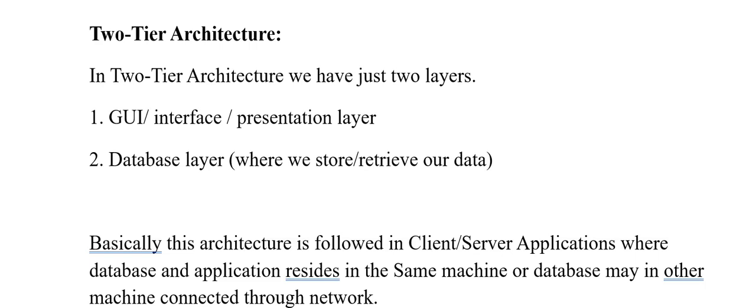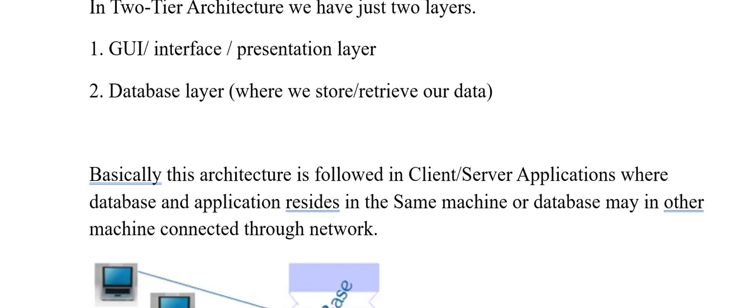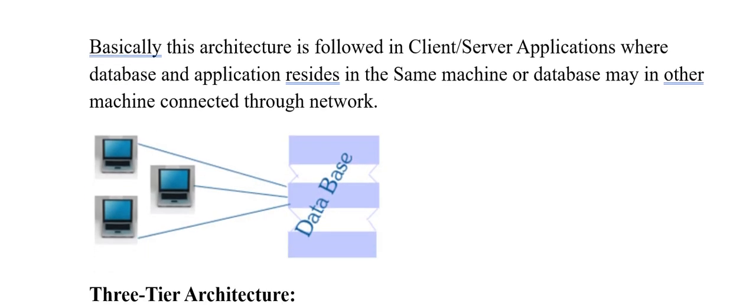In this two-tier architecture we have a GUI interface along with the persistence layer as one layer, and the database as another layer. Otherwise, the GUI is one layer, and the database and business data is another layer. You can see in the diagram how we have the two-tier architecture like this.